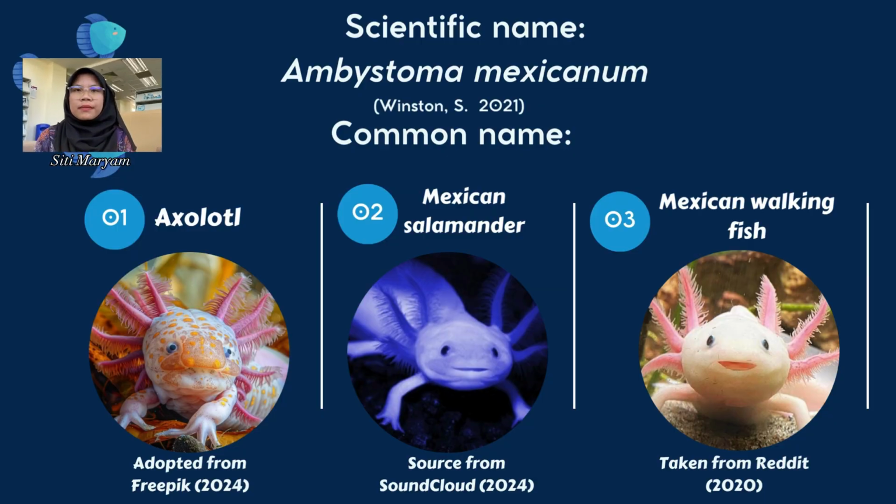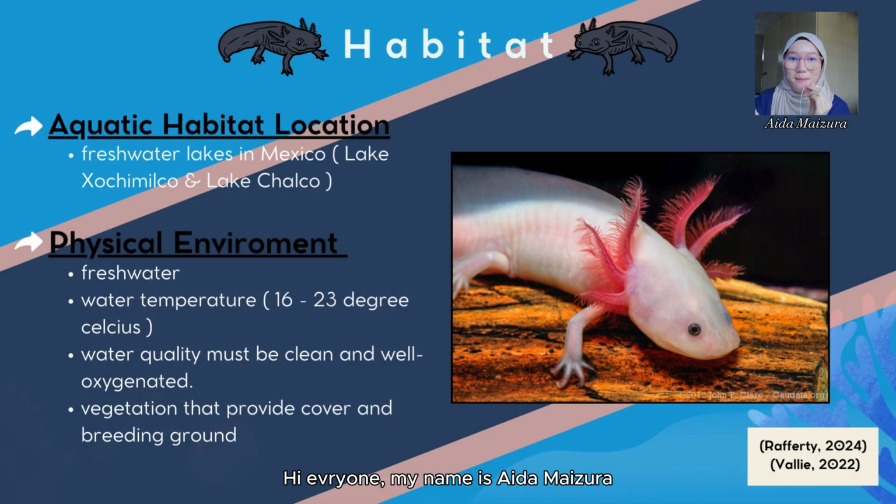Next, Ambystoma mexicanum has 3 common names. First, Axolotl. Second, Mexican salamander. Lastly, Mexican walking fish.